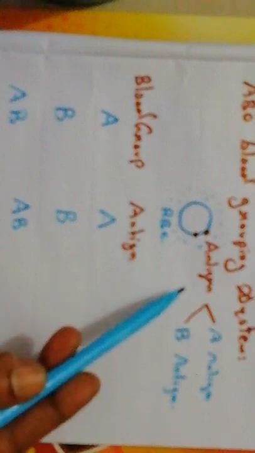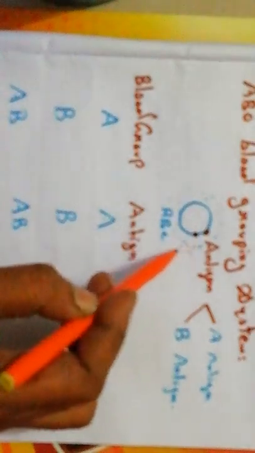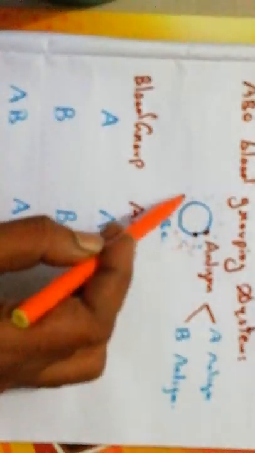Then we have to talk about another very important thing. We talked about the antigen, now one more term we already mentioned is the antibody. So where is this antibody? This antibody is present in the plasma. These are natural antibodies. Otherwise, when an antigen enters the body, the antibody will be produced. But here the antibody is naturally present in the plasma.